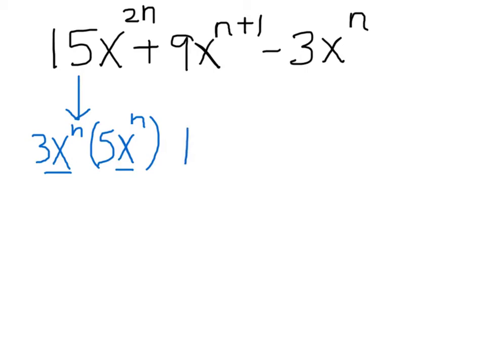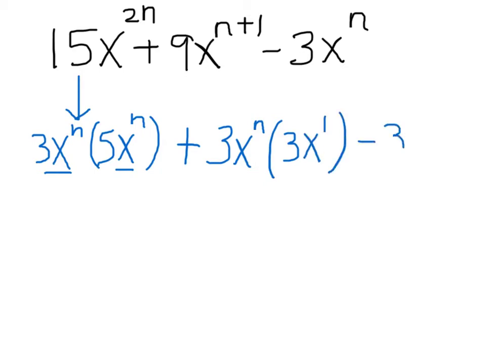The second one, I'm going to keep the 3x to the nth power. I'm going to pull that out. I'm missing that 3, but I need an x to the first power. On the last one, I'm pulling out the 3x to the nth power, and it needs to multiply with a 1.